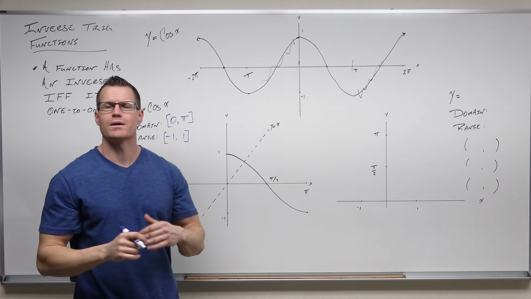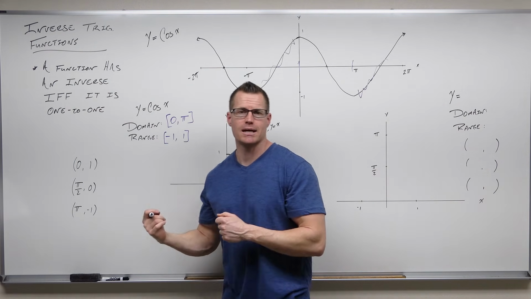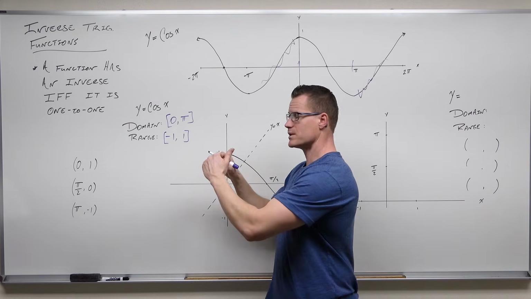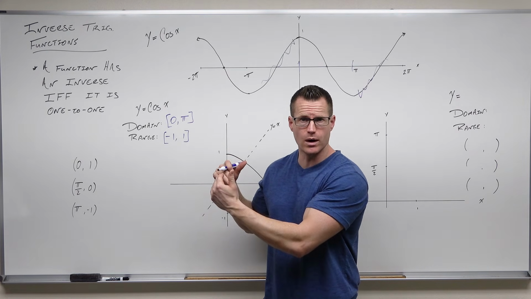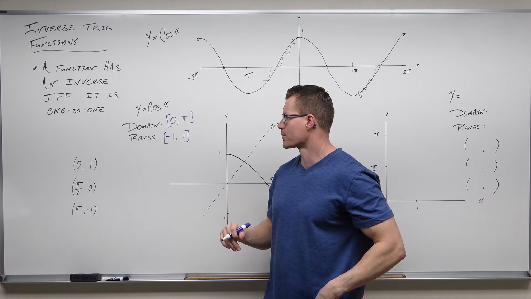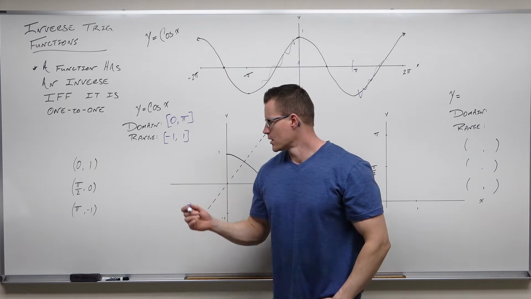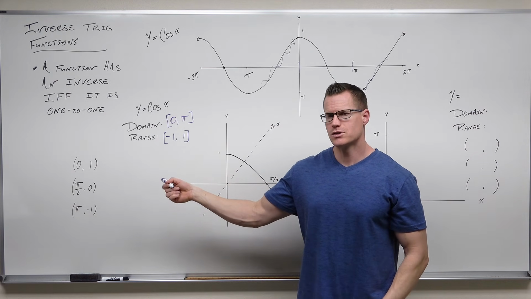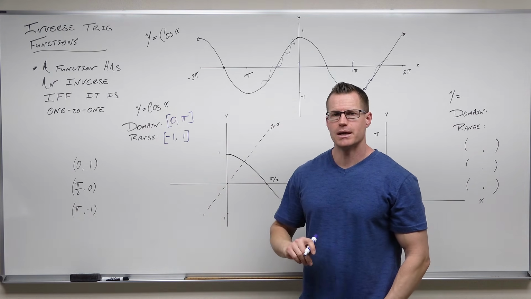And we put it in order and the endpoints are also there. Yes, this has endpoints, it has to. Otherwise, when this continues, it becomes not one-to-one and we can't find an inverse any longer. And then there's some key points. We have (0, 1), (pi over 2, 0), and then (pi, -1).